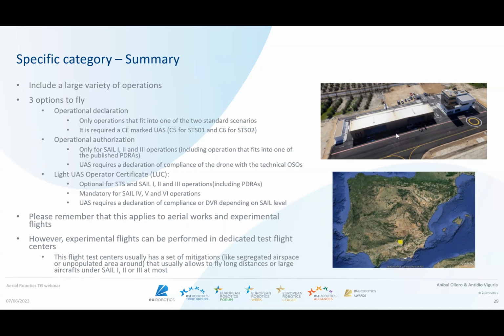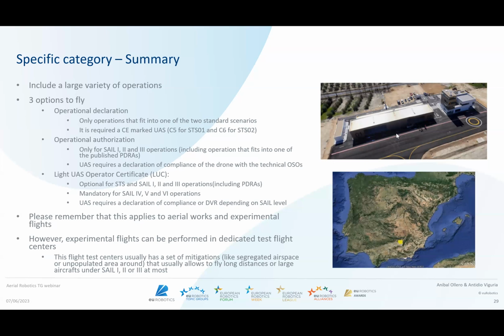In that case, the UAVs will require a declaration of compliance of the drone with respect to technical requirements. So the manufacturer has to collect all this evidence, and when the manufacturer sells a UAV, a drone, an aerial robot, it has to go with this declaration of compliance. And the last option is the LUC, the Light UAS Operator Certificate. This is optional for the standard scenario and for SAIL 1, 2, and 3, but it will be mandatory for SAIL 4, 5, and 6. And here, the UAV requires the declaration of compliance, a DVR, or a type certificate.